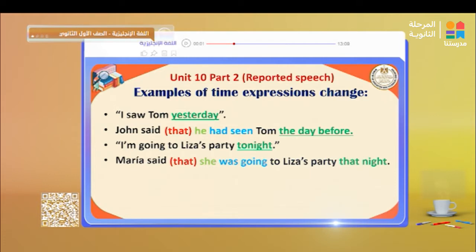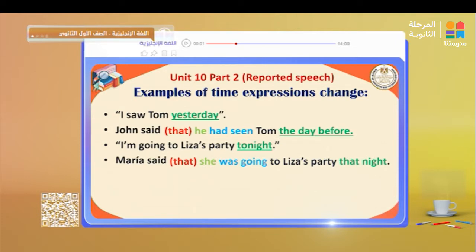I saw Tom yesterday. John said that he had seen Tom the day before. Notice here that I saw Tom yesterday is in the past simple, so it changed into the past perfect. It will be had seen. And yesterday is changed into the day before. So when you see the words the day before, you are going to use the past perfect tense. Okay? So the original sentence is in the past simple, but when you change it into reported, it's in the past perfect tense.